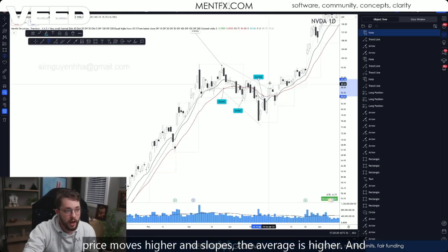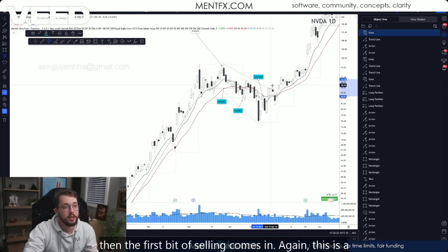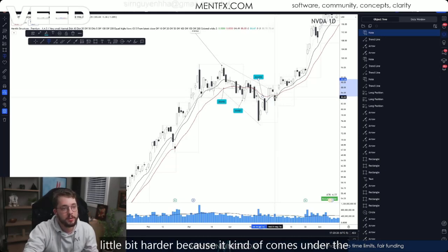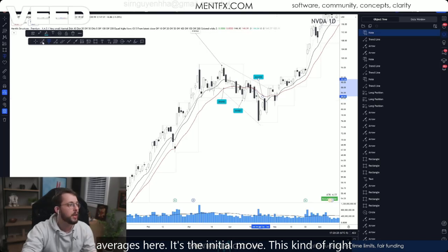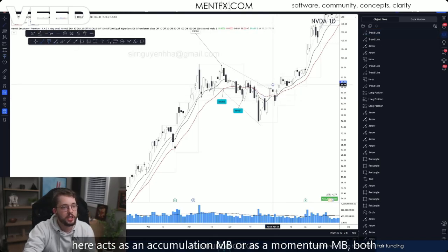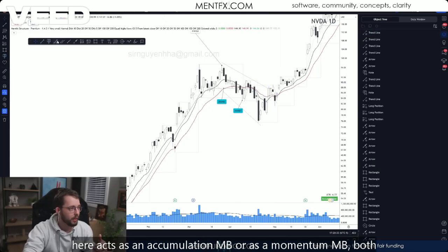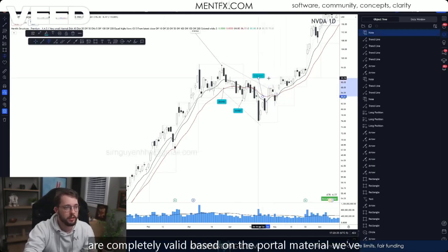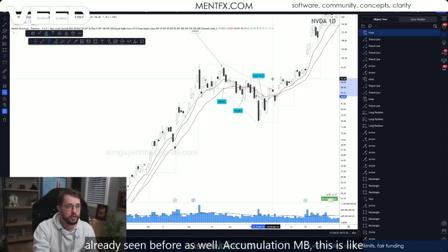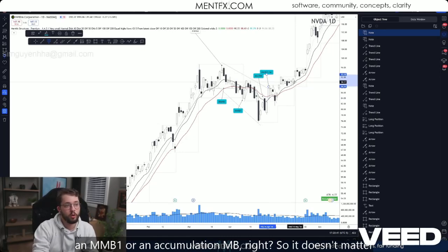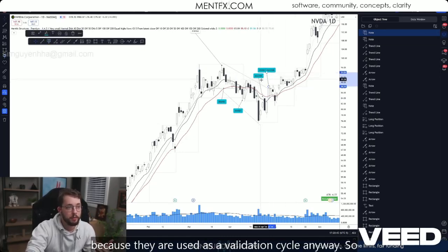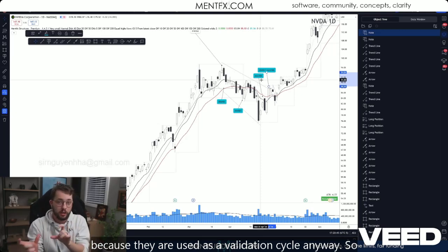And as price moves higher and slopes the averages higher, and then the first bit of selling comes in, again, this is a little bit harder because it kind of comes under the averages here. It's the initial move. This kind of right here acts as an accumulation MB or as a momentum MB. Both are completely valid based on the portal material we've already seen before as well. Accumulation MB, this is like an MMB1 or an accumulation MB, right? So it doesn't matter because they are used as a validation cycle anyway.